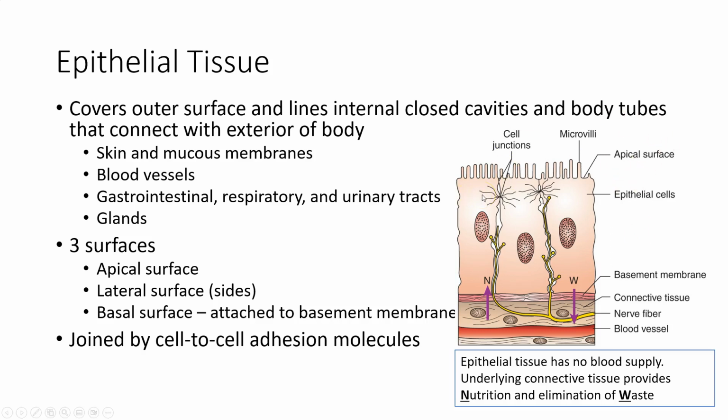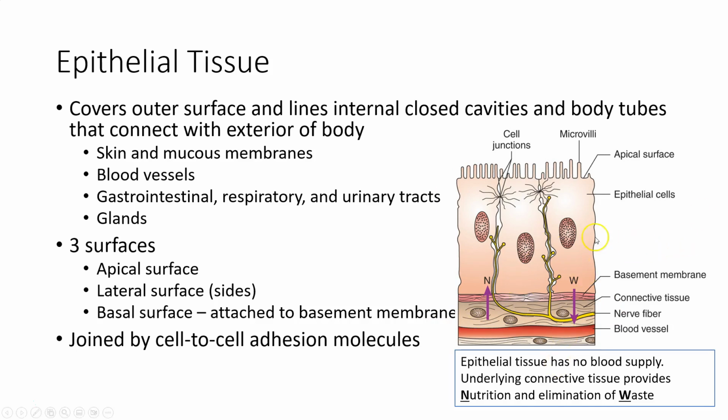So if you're talking about a skin cell, this is what would project outside, or if this is a GI cell, this is the inside of the GI tract. The lateral surface are the sides of the cell, and then the basal surface is attached to the basement membrane that connects that cell to the organ.